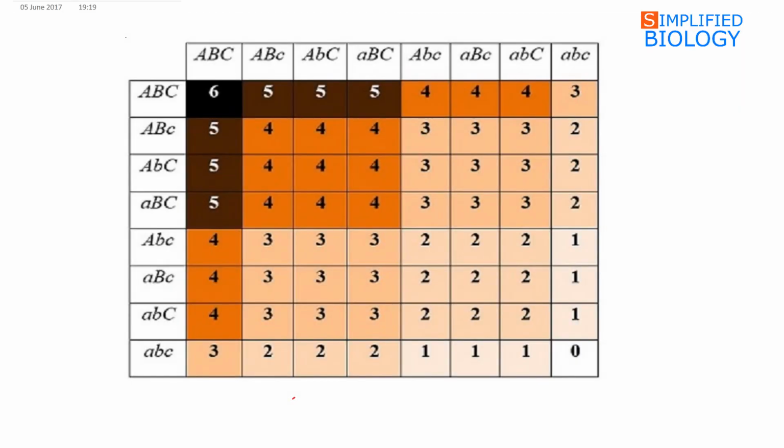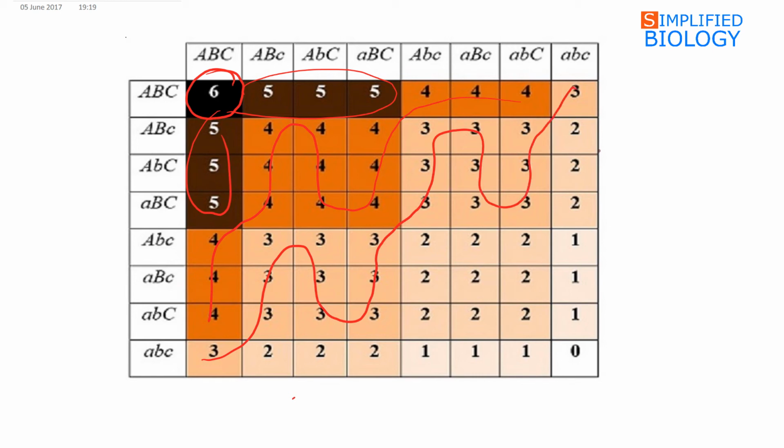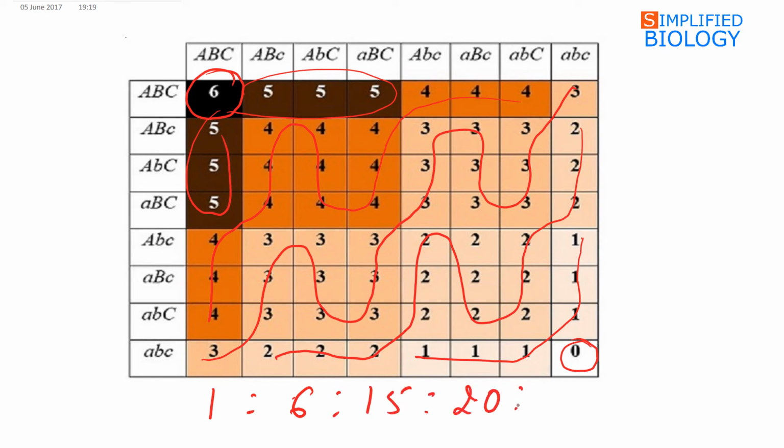Now, in this Punnett square, it will be more clearer. Now, in this case, six are dominant, while in these six cases, five are dominant. Now, these are four dominant. In these cases, three are dominant. In these cases, two are dominant, and in these cases, one is dominant, and the last, no one is dominant. So the ratio is 1 is to 6 is to 15 is to 20 is to 15 is to 6 is to 1.